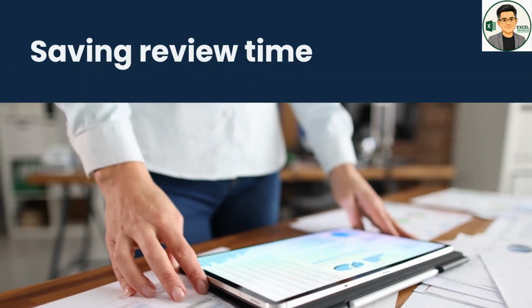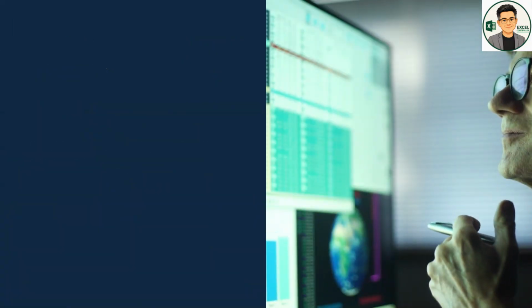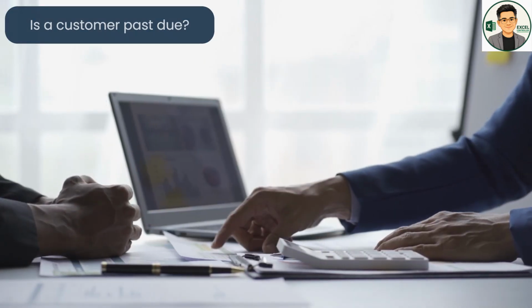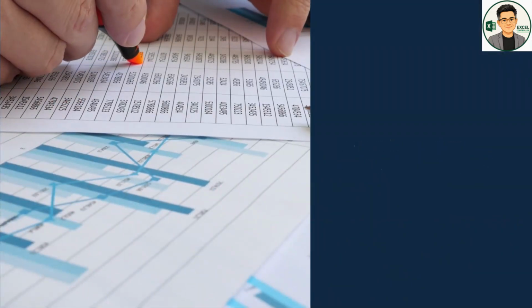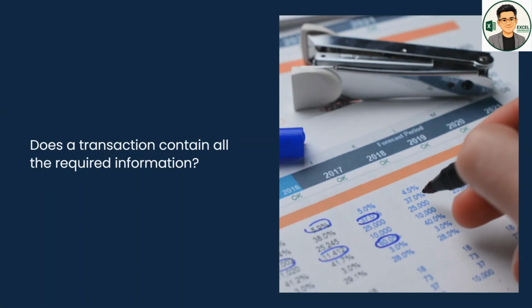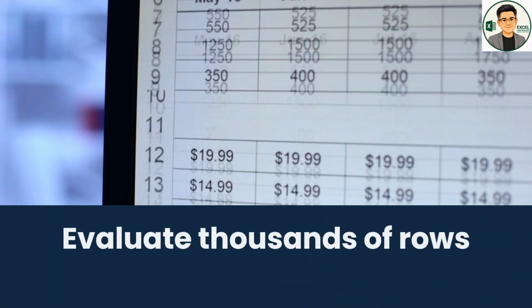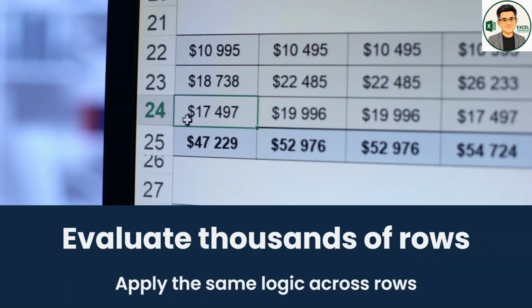Controllers constantly make decisions based on conditions. Is actual expense greater than budget? Is revenue above target? Is an invoice paid? Is a customer past due? Is a variance large enough to investigate? Is a transaction missing information? Without formulas, we might review these conditions manually. With IF functions, Excel can evaluate them for us across hundreds or thousands of rows.